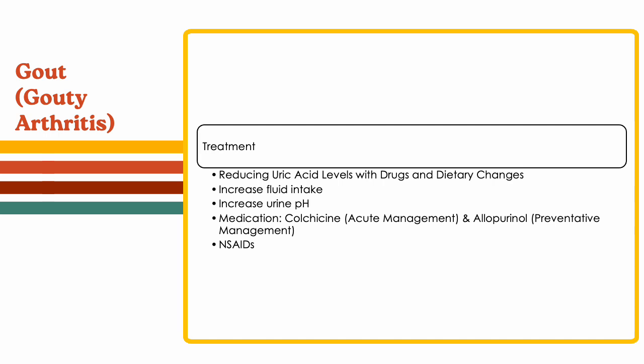You will use NSAIDs for pain management, and you overall want to reduce the amount of uric acid from your diet, and of course use the drugs, and they have to be on a consistent basis. But again, once you reduce the inflammation and pain, once you take your NSAIDs, once you take your maintenance medications outside of an acute episode, then normally gouty arthritis can be mitigated.